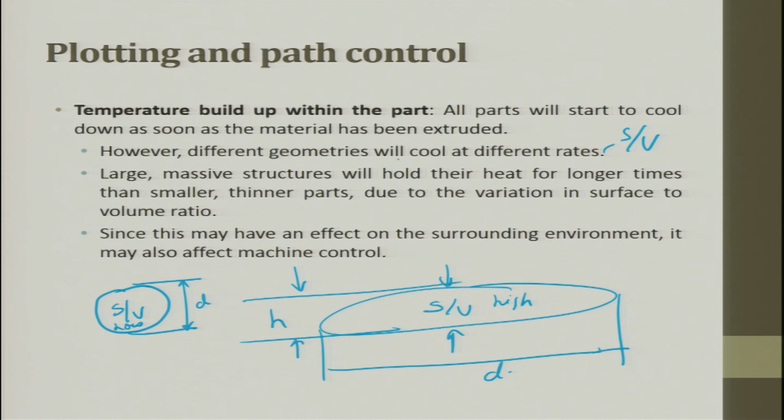However, different geometries will cool at different rates. Large massive structures, where the surface to volume ratio is low, will hold their heat for a longer time than smaller thin parts, due to variation in surface to volume ratio. Since this may have an effect on the surrounding environment, it may also affect the machine control. So, this fellow might cool very fast. When it cools very fast, it also distorts very fast. So, that is what we are trying to tell here.